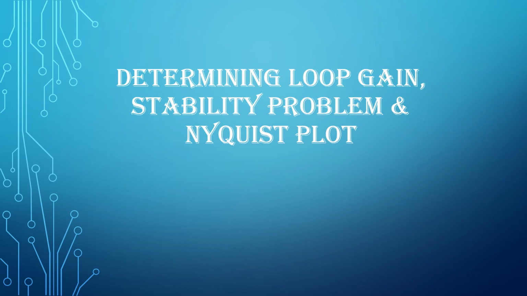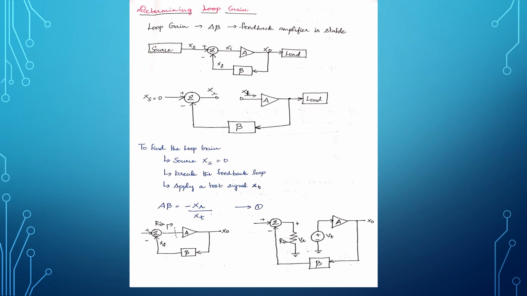Good day learners. In this video, we will be discussing how to determine the loop gain with the stability problem and the Nyquist plot. So, we will discuss how to determine the loop gain. This loop gain is given as A beta. It plays a major, important role in the feedback amplifier. This loop gain is going to be the deciding factor about whether the feedback amplifier is stable or unstable. So we will discuss the way to derive A beta.